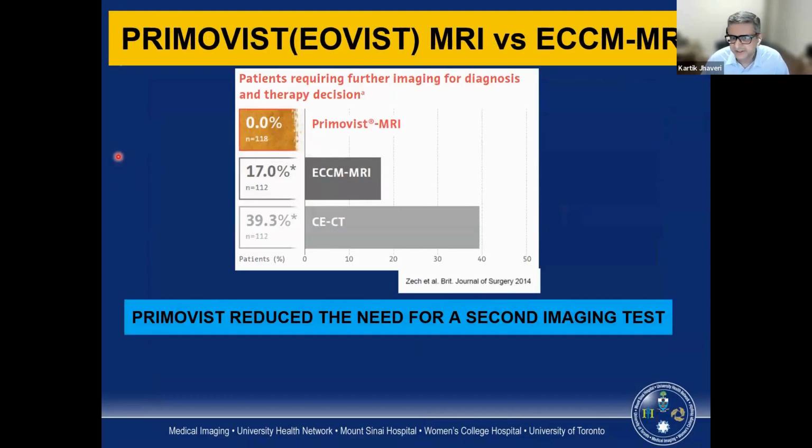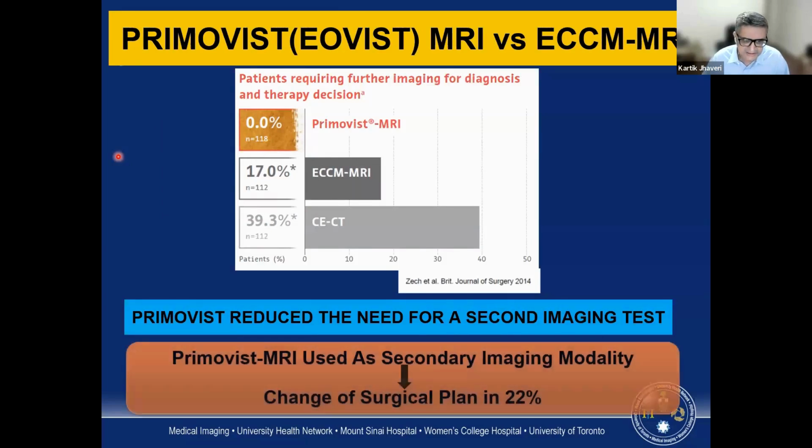What about the comparison with extracellular contrast medium? How well does EOVIST MR do against ECCM? In this particular study published by Zech et al., they showed that when you include Primovist in the pipeline for imaging of these patients, it reduces the need for a second imaging test. And when Primovist MR was used as a second imaging test, there was a change in surgical plan in approximately 20% of patients within this study.